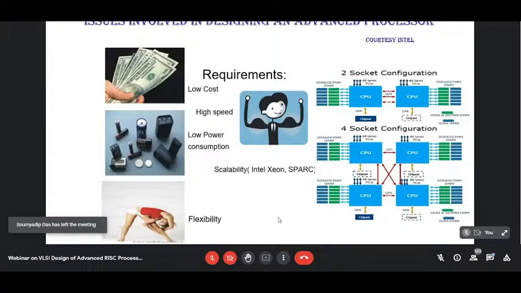Then power consumption should be very low. And it should be flexible. So whatever I have designed today, I should be able to augment that design if we want to change it in the upward direction. That is called flexibility. Design means ultimately we are writing the code, so that code should not be wasted. The same code, just by adding something, should be upgradable. And it should be scalable also. So these are the factors we have to keep in mind.